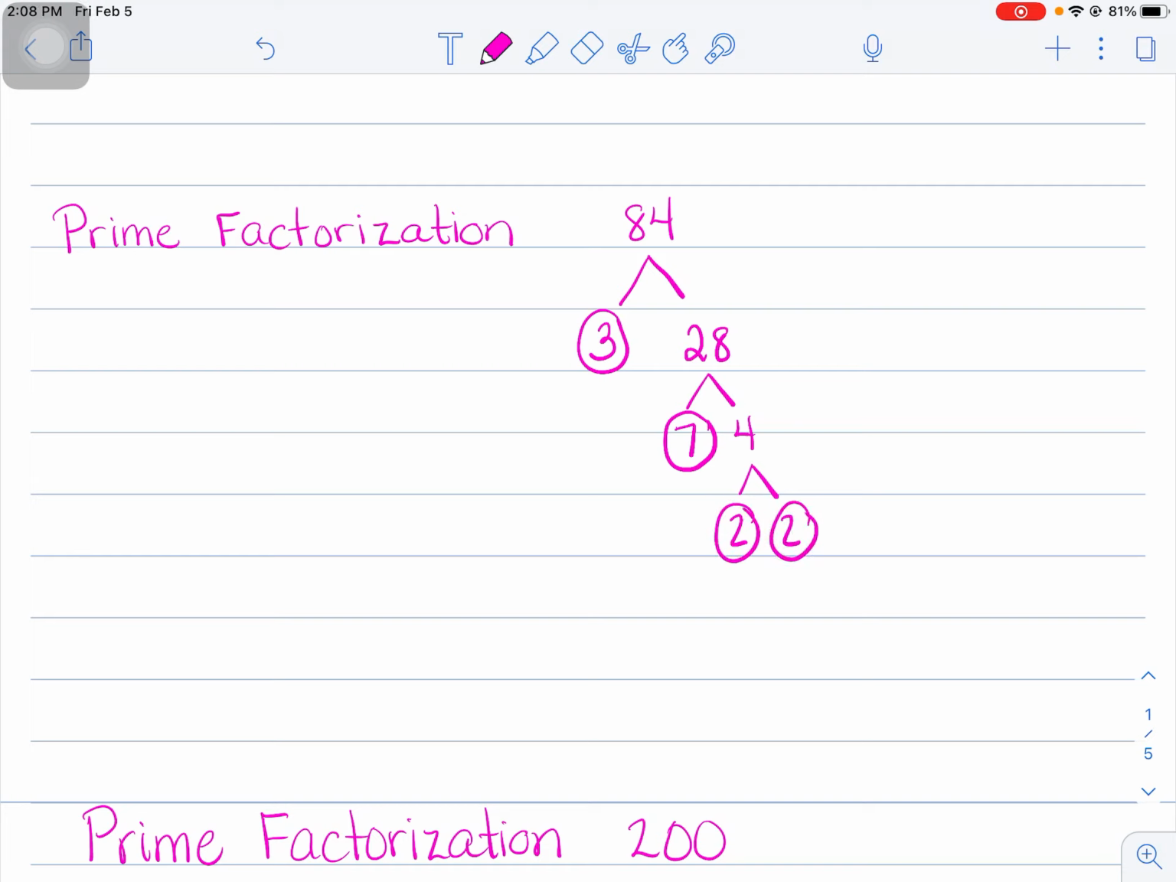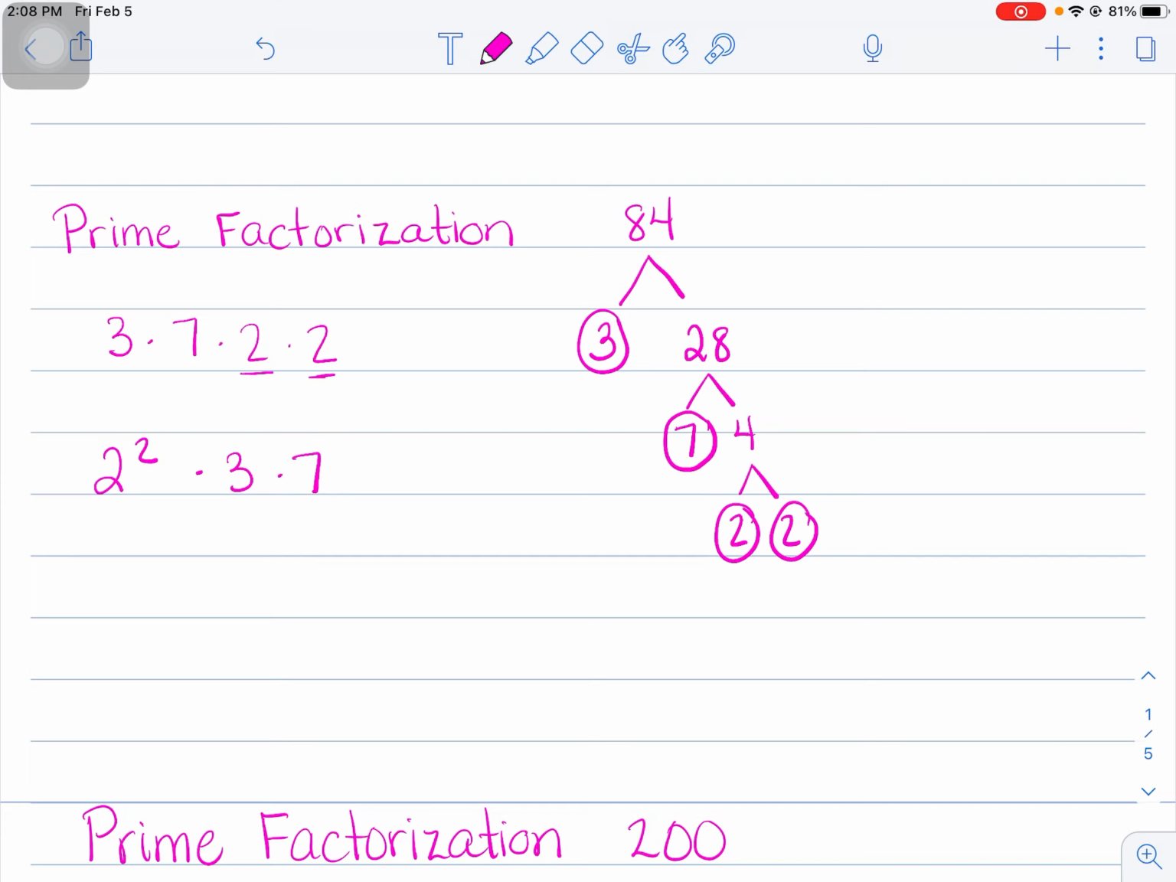So now I have it down to all prime numbers that are circled. So that means that 3 times 7 times 2 times 2 will get me back to 84. Now instead of writing this out, I can write this as 2 to the power of 2 times 3 times 7.